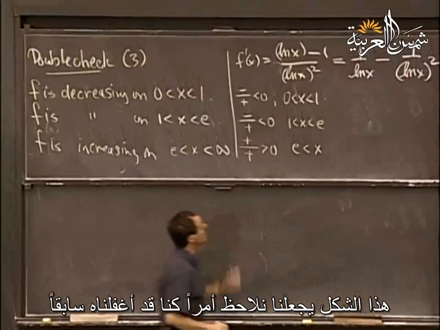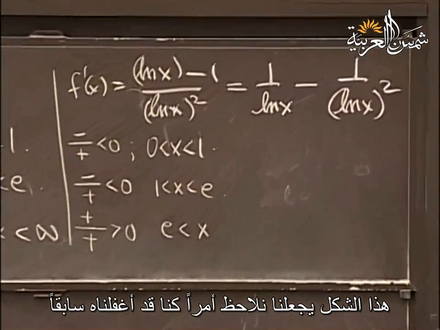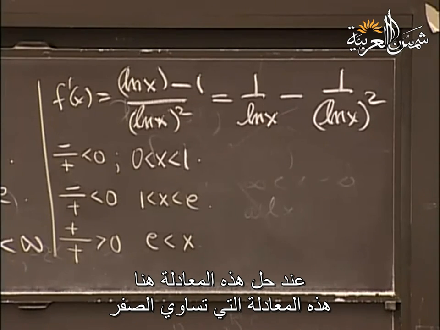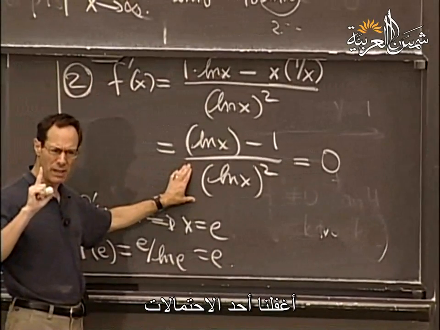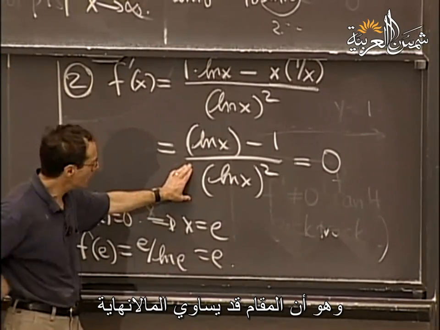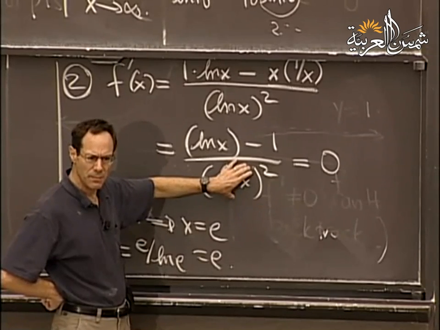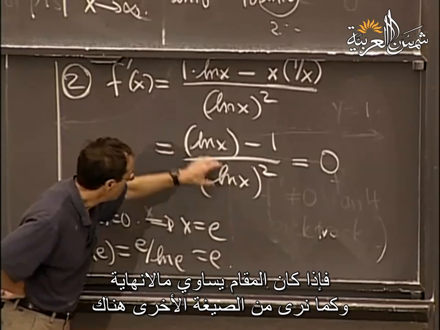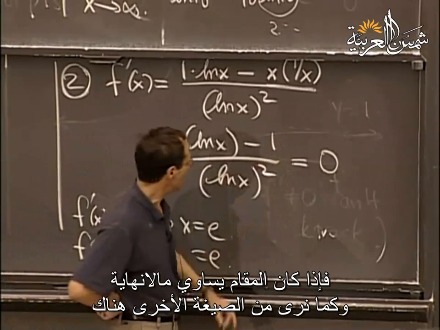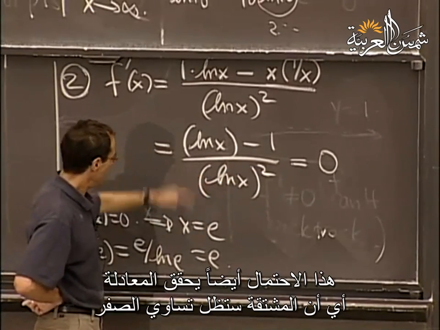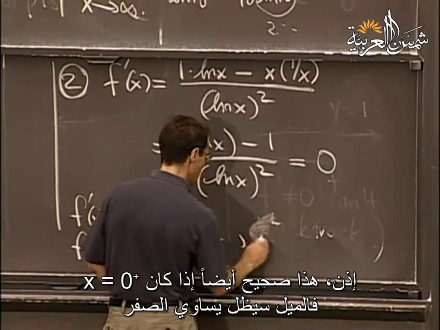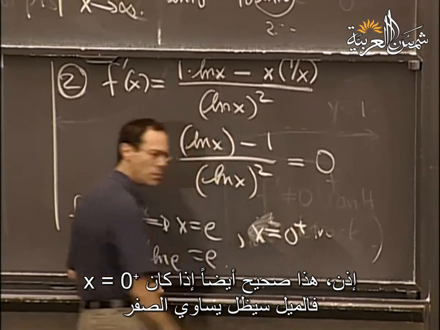And that allows me to notice something that I missed before. When I solved the equation log x minus 1 equals 0, I missed a possibility. I missed the possibility that the denominator could be infinity. All right? So actually, if the denominator is infinity, as you can see from the other expression there, it actually is true that the derivative is 0. So also when x is equal to 0 plus, the slope is going to be 0.